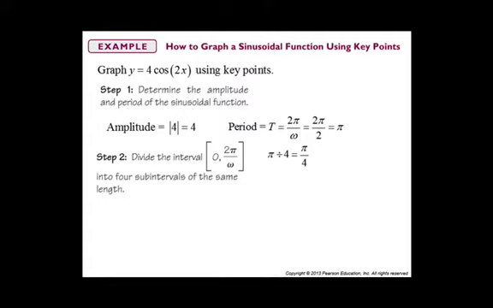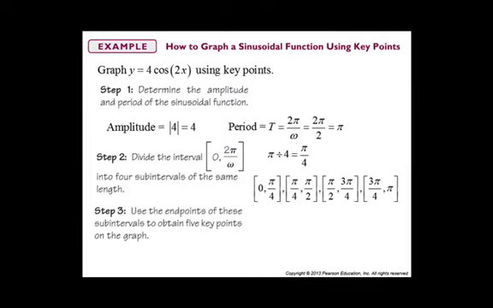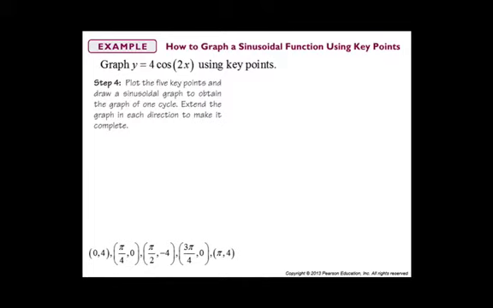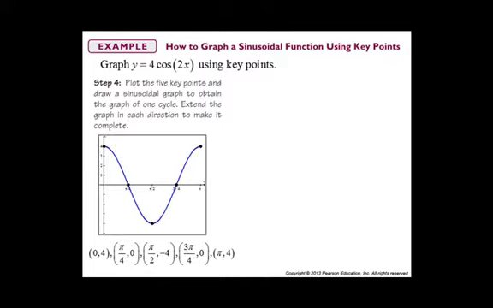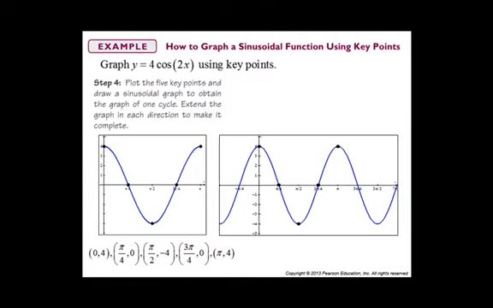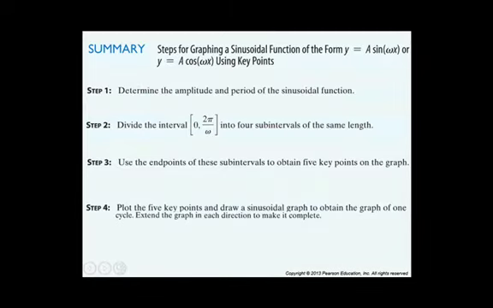Once we've done that, we now have identified the different points on our graph. And then we can go ahead and draw the 5 points. And there you go. Let's take a look at another one.